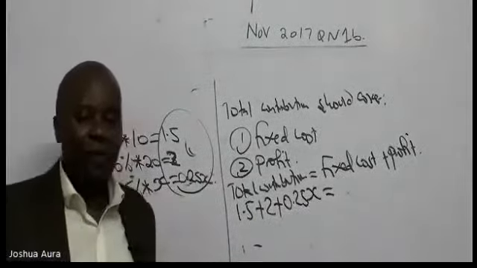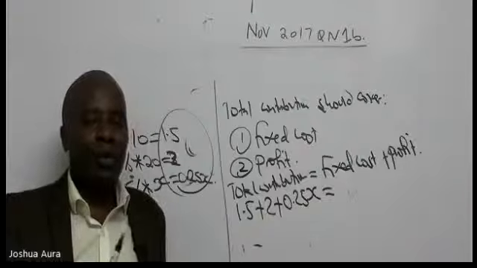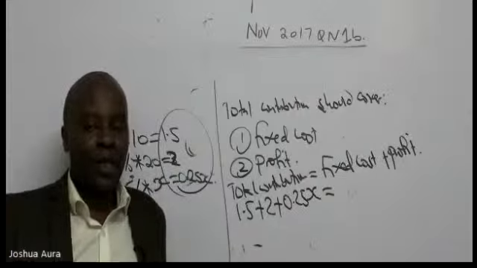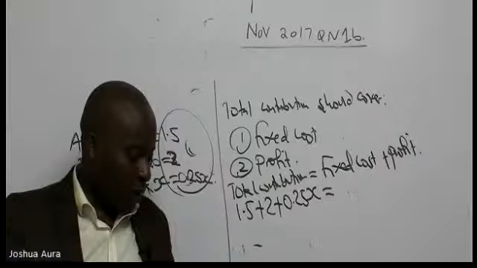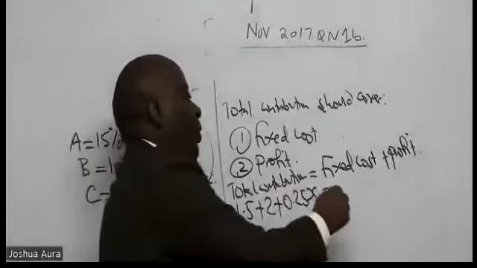Has this examiner given me the fixed cost of the firm? Yes, they've told me in note number 2, fixed cost is 5.5. So the fixed cost is 5.5.